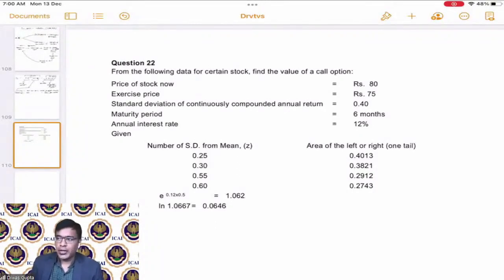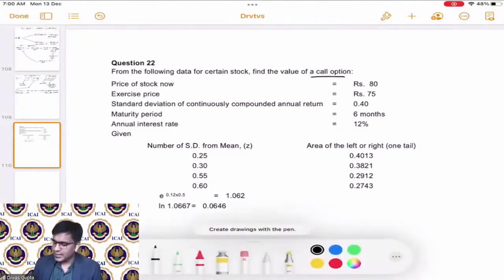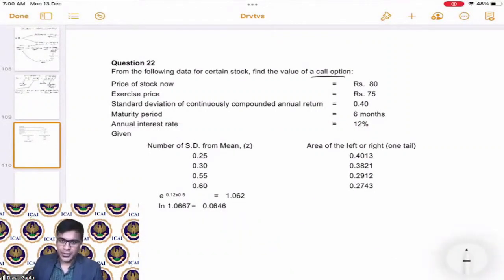So, question number 22 from the assignment says: from the following data for a certain stock, find the value of a call option. So, first of all, the question is asking us to calculate the value of a call option. We have studied the Black-Scholes model for both call and put option. We can apply either formula, whichever is required in the question. In this, we are required to calculate the value of a call option.